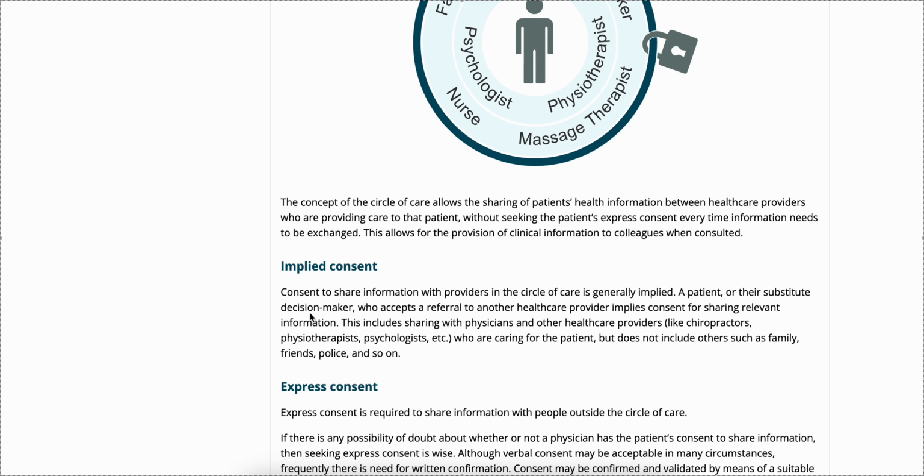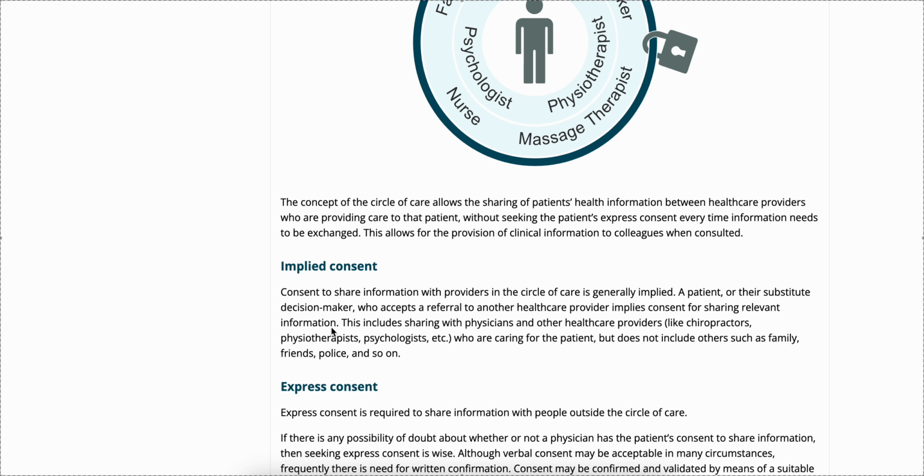Implied consent to share information with providers in the circle of care is generally implied. You don't have to take consent. It's obvious. A patient or the substitute decision maker who accepts a referral to another healthcare provider implies consent for sharing relevant information. This includes sharing with physicians and other healthcare providers like the chiropractor, physiotherapist, and psychologist who are caring for that patient, but does not include others such as family members, friends, police, and so on.